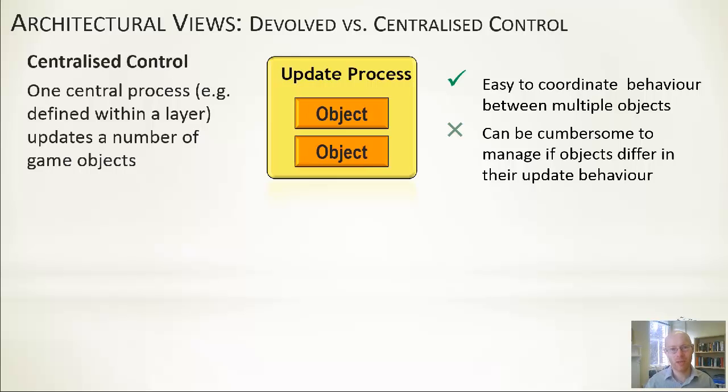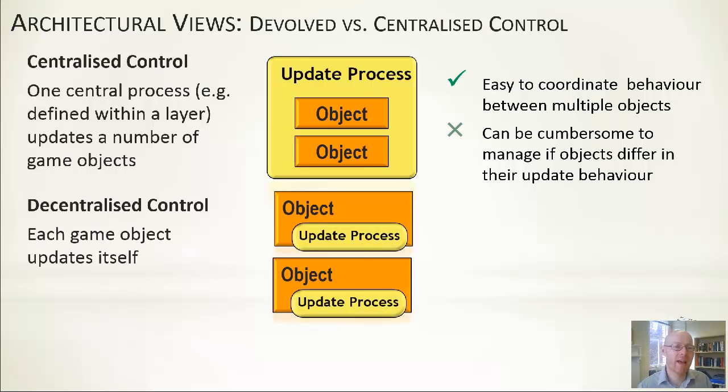So if I'm looking after several different objects and each of them do their own thing, then the problem is my centralized control has to understand what each of them does, has to basically embed all of their behavior, and that can make it cumbersome. The other option we have is devolved or decentralized control.